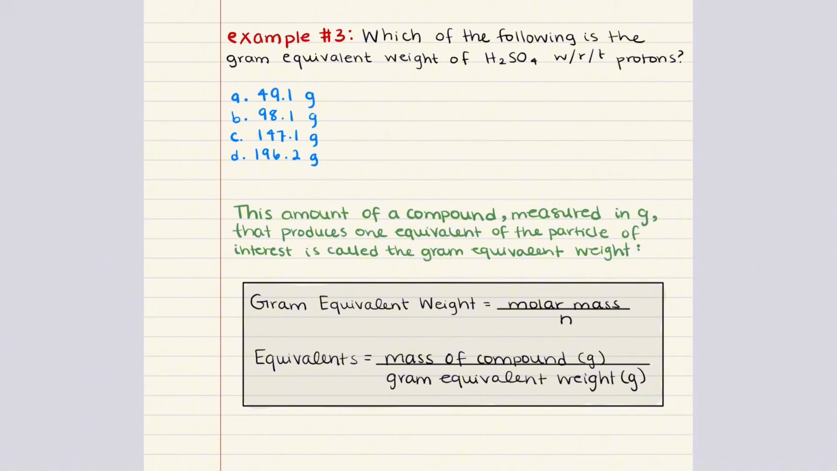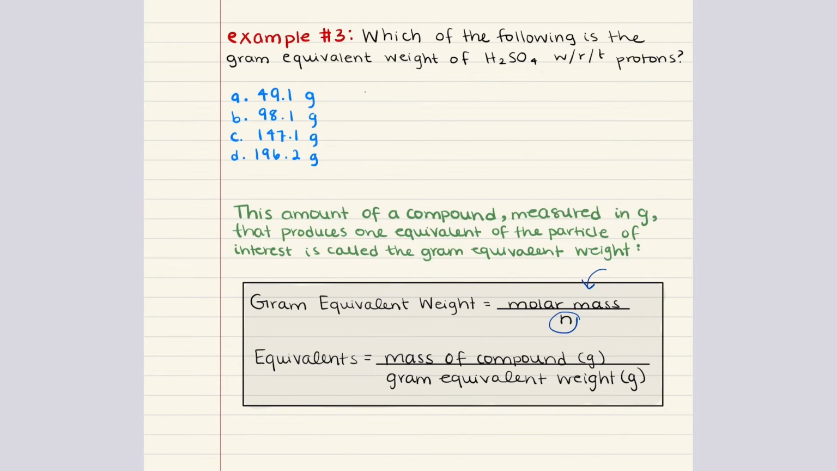Problem 3 asks, which of the following is the gram equivalent weight of sulfuric acid with respect to protons? Now, the amount of a compound measured in grams that produces one equivalent of the particle of interest is called the gram equivalent weight, and it can be measured as the molar mass divided by N, where N is the number of particles of interest produced or consumed per molecule of the compound in the reaction.